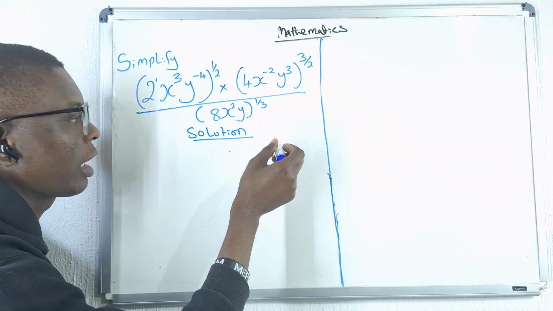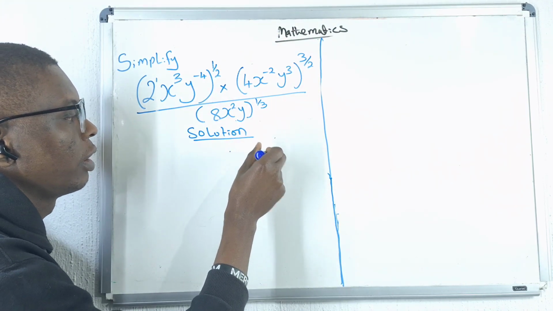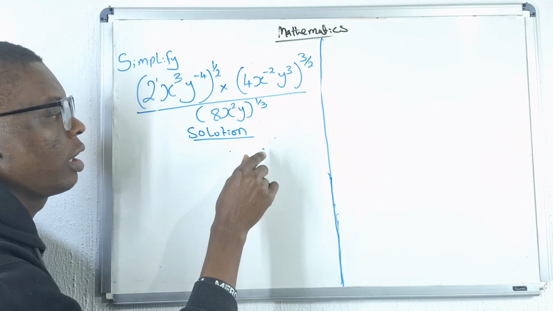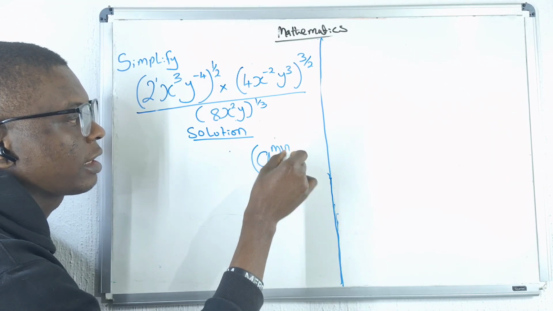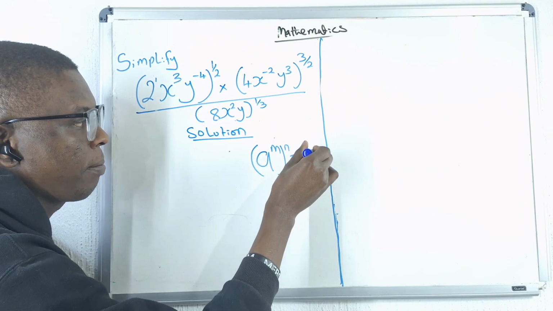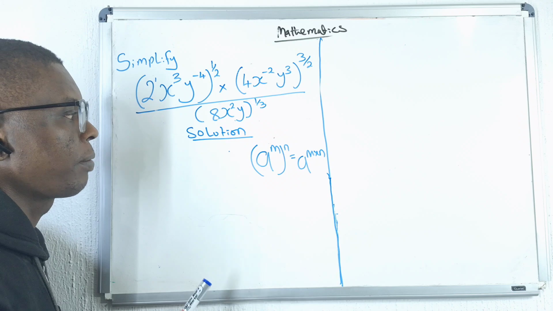I will write the rule here and then clean it up. It says that when you have indices of this format, a raised to power m, in brackets, raised to n, it is the same thing as a raised to power m times n. So this is what we will use to expand this bracket first.